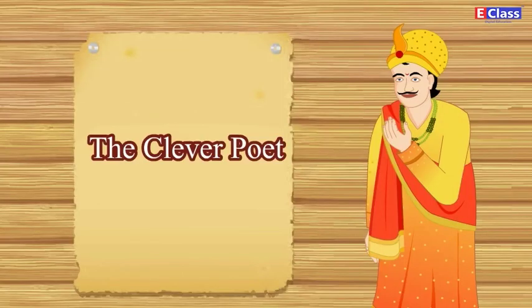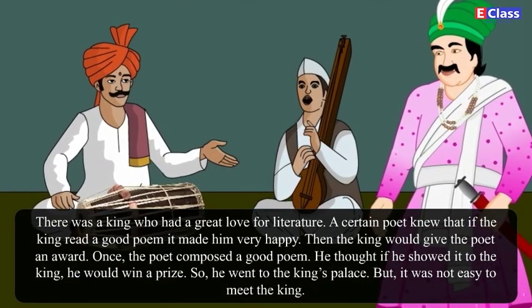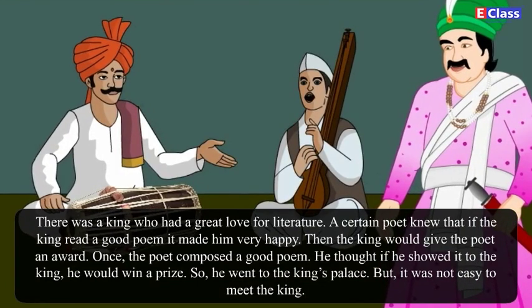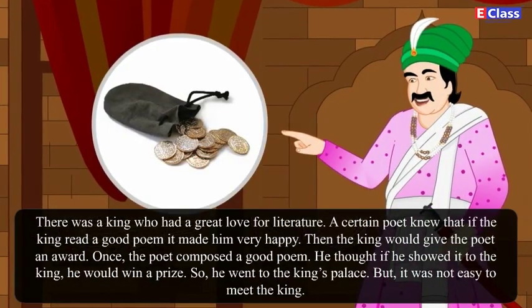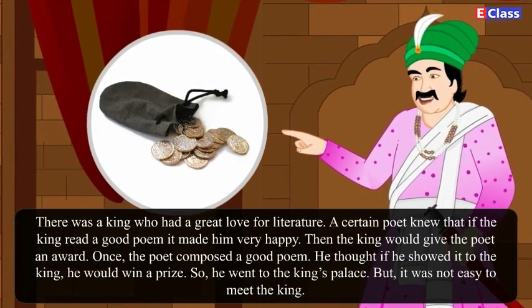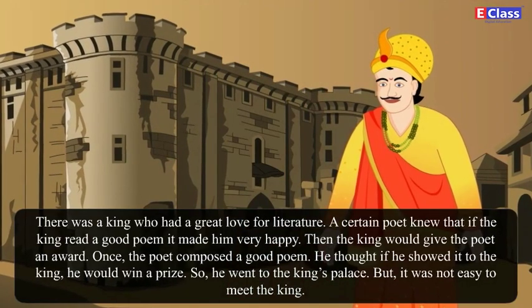The clever poet. There was a king who had a great love for literature. A certain poet knew that if the king read a good poem, it made him very happy. Then the king would give the poet an award. Once the poet composed a good poem. He thought if he showed it to the king, he would win a prize. So he went to the king's palace.